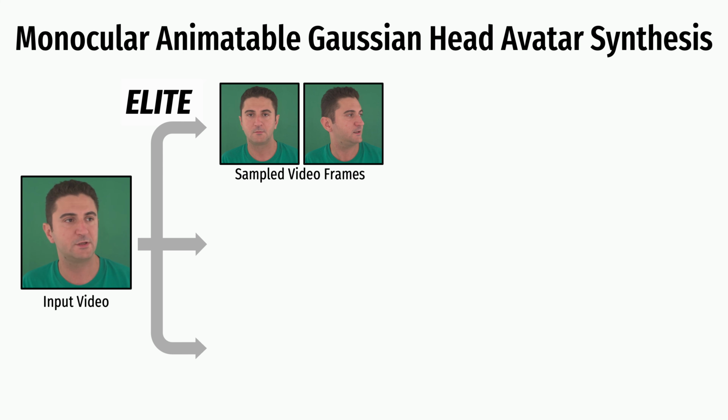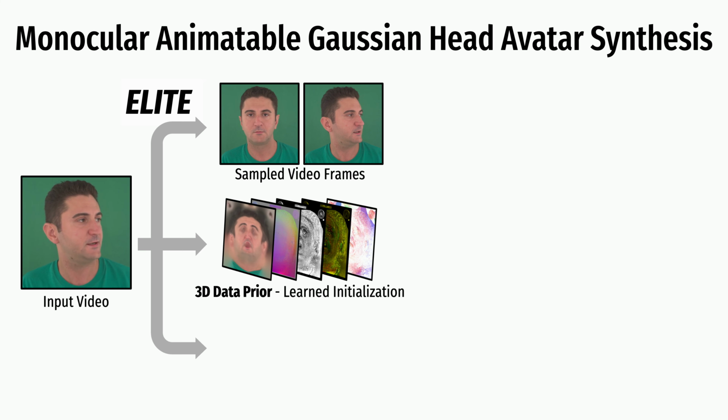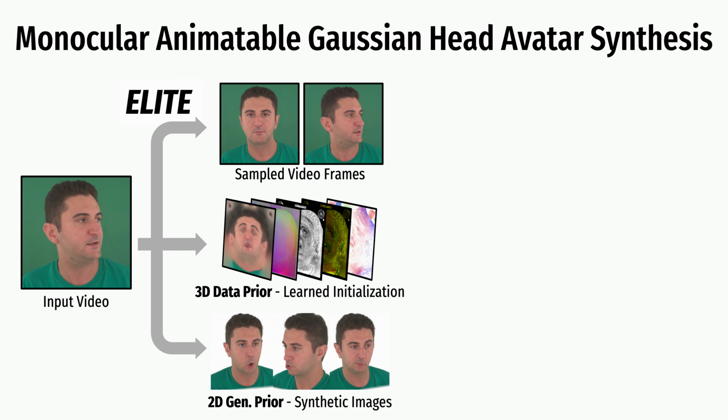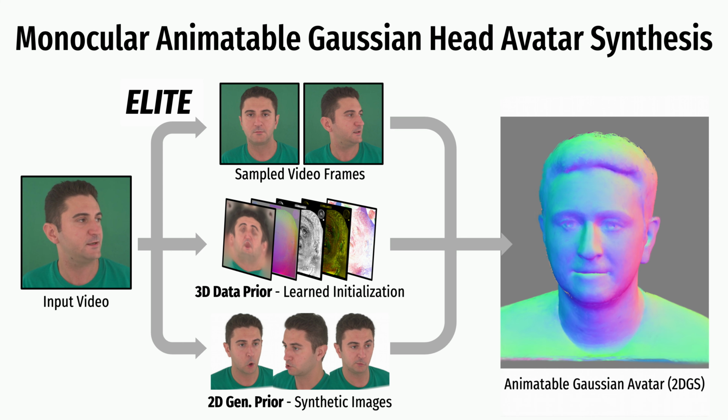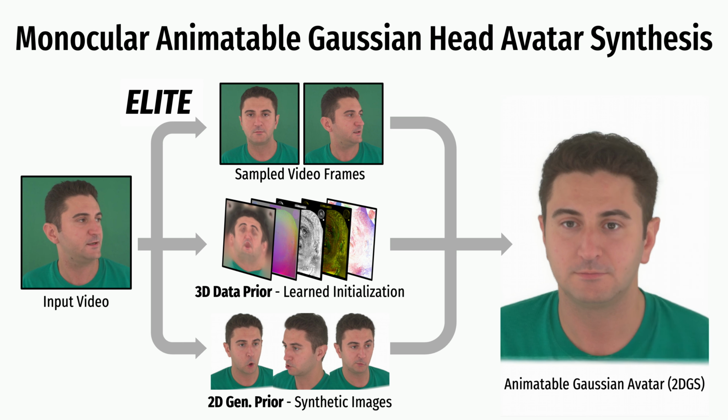Elite leverages two heterogeneous priors to compensate for the missing visual cues inherent in monocular observations. First, a 3D data prior, which provides a reliable initialization of the 3D avatar. Second, a 2D generative prior, which provides augmented synthetic views and expressions of the target identity. By combining the best of both worlds, Elite synthesizes an animatable Gaussian head avatar represented with 2D Gaussian primitives.